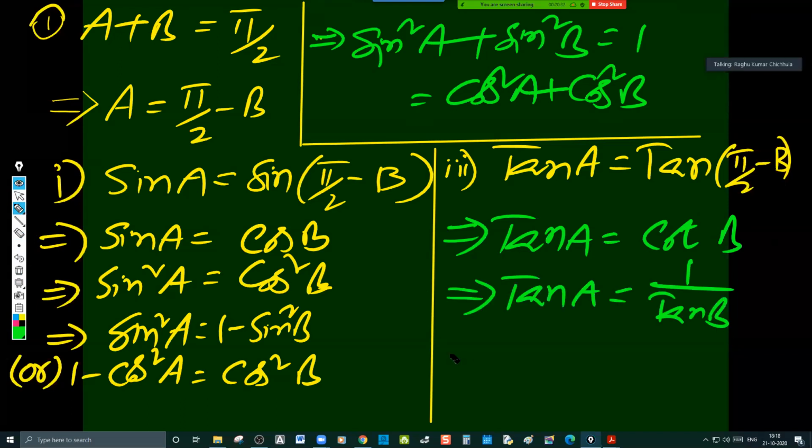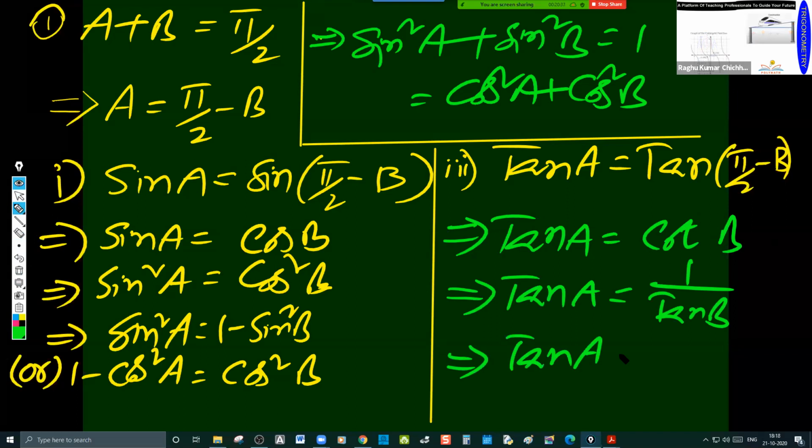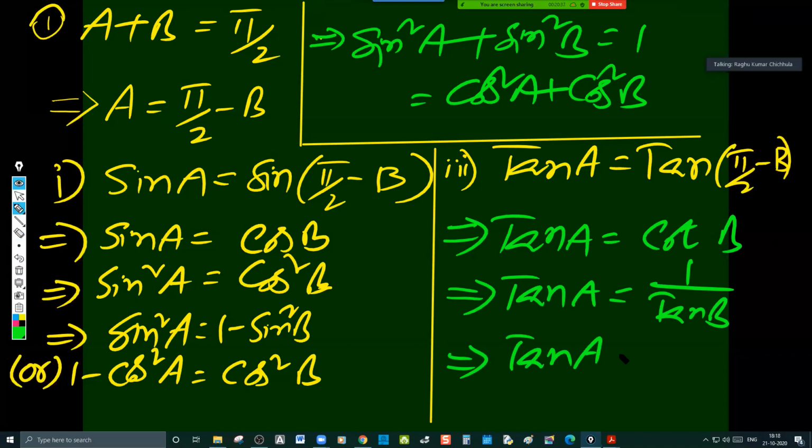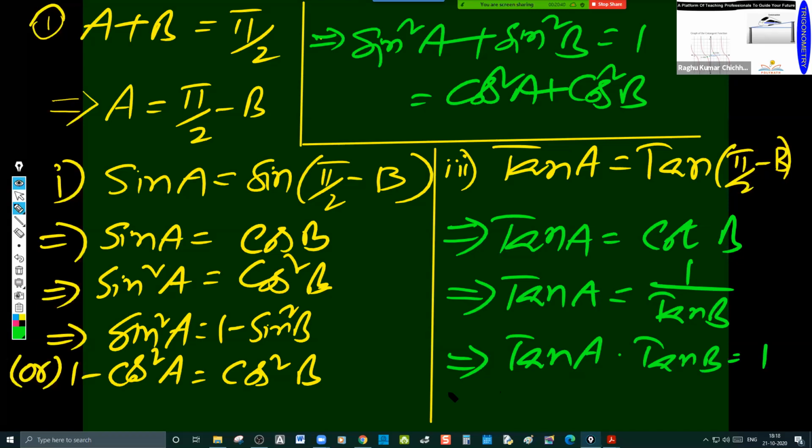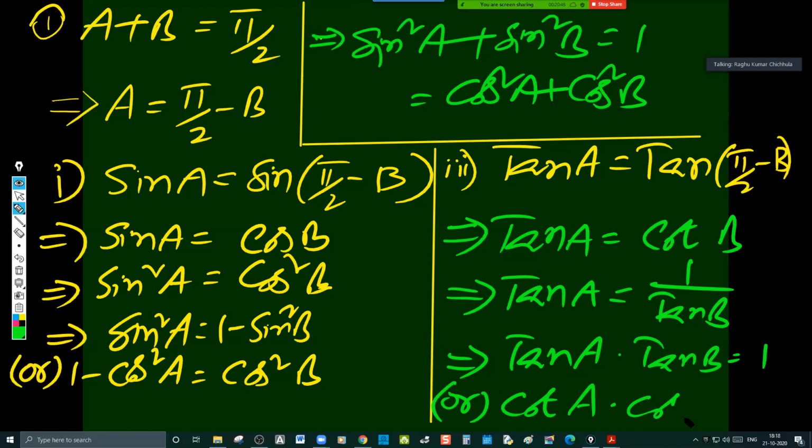Are you there? Yes, sir. Now cross multiply, please. Tan A into tan B is equal to 1. That's good. Or you can even write it in terms of cot also: cot A into cot B is also equal to 1.